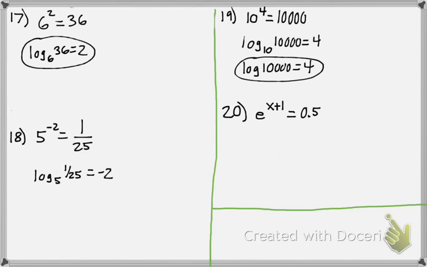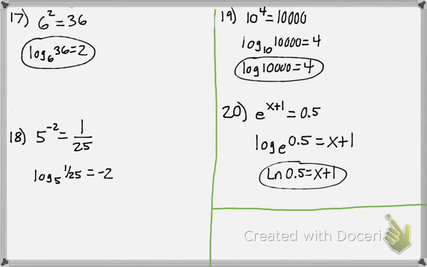And then lastly 20, if I transform it, this will be log base e of 0.5 is equal to x plus 1. And just like on number 19 where you don't need to write the 10, here you do not need to write the e. You can rewrite it as ln of 0.5 is equal to x plus 1. So those will be our answers.